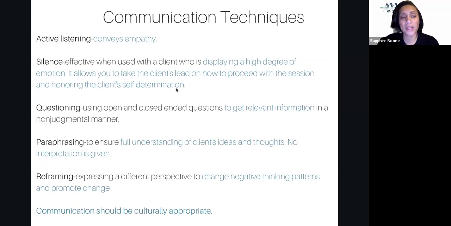Questioning, we know we have open and closed questions to get information. Then we have paraphrasing, which is just trying to understand the client. Typically, there's no interpretation given because that's called interpretation. We have reframing, changing negative patterns and promoting change.